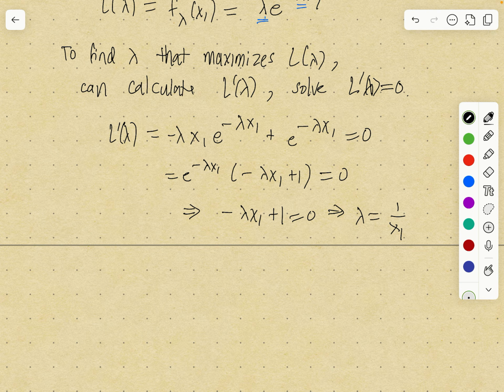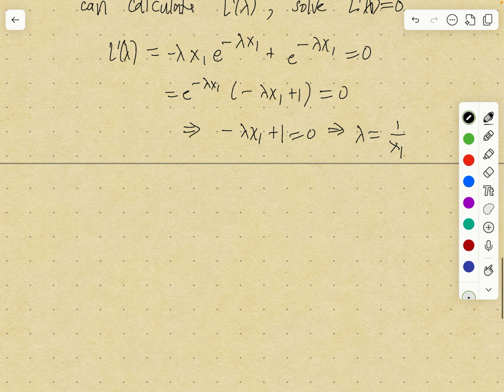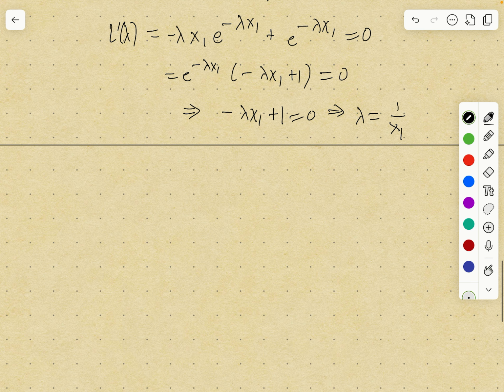Now, if you think about it, that's not very surprising that you get 1 over lambda for x1, because we know that the mean of an exponential distribution is 1 over lambda. Right? So your x1 would be 1 over lambda. And that makes sense because the mean of the exponential distribution is 1 over lambda. Okay.